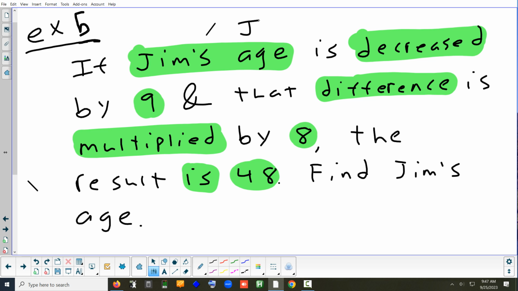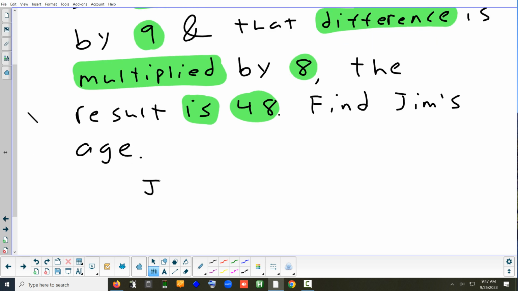So if Jim's age is decreased, what does that mean? What do you do when you're going to subtract? And the number 9 just means 9. So we're going to decrease Jim's age by 9, and then we're going to take that entire difference and multiply it by 8. Okay, so let's start writing some stuff down. How would you represent taking Jim's age and decreasing it by 9?